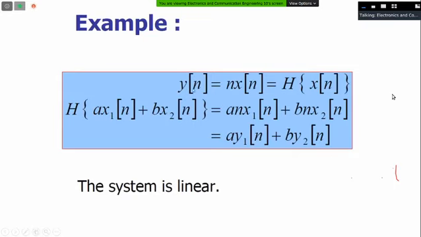Let's look at another example where yn is equal to nxn and see whether this system is a linear system or a nonlinear system. So what we do is, for a y1n, we write a of n x1n plus b of n x2n. This is my y1n, this is my y2n. So therefore you can say a of y1n plus b of y2n. That means if the system is going through the scaling and the additivity, then the output is also being scaled with the same amplitudes and it is also following the additive operation. So it is equal to this. So the system is a linear system.